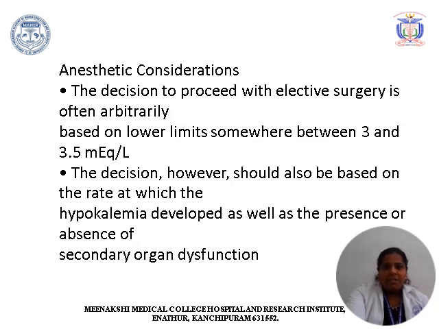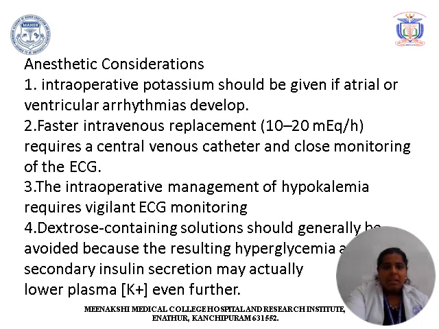Anesthetic consideration: the decision to proceed with elective surgery is often arbitrarily based on a lower limit somewhere between 3 to 3.5 milliequivalents per liter. The decision should be based on the rate at which the hypokalemia developed as well as the presence or absence of secondary organ dysfunction. Intraoperative potassium should be given if atrial or ventricular arrhythmias develop. Faster intravenous replacement, 10 to 20 milliequivalents per hour, requires a central venous catheter and close monitoring of ECG.